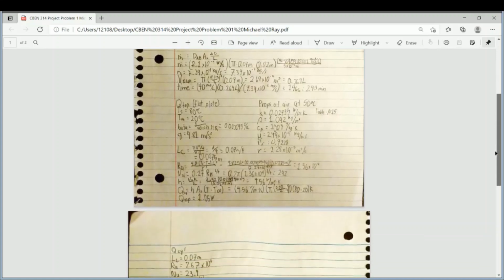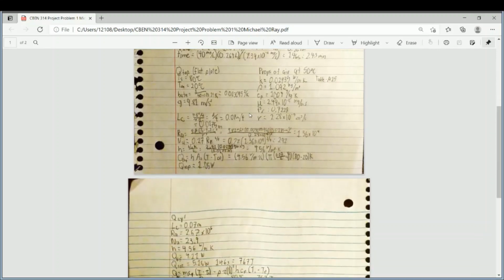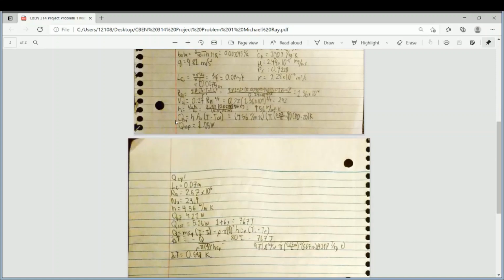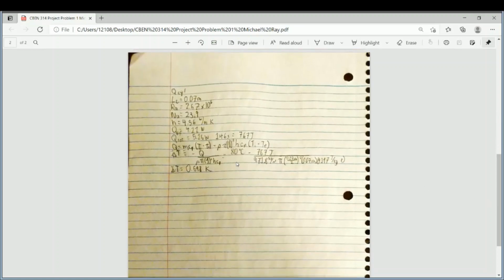Now for the heat, we're going to have two aspects. One, we're going to treat as a flat plate with natural convection. So we go through, we calculate the Rayleigh number, we calculate the Nusselt number, and then we calculate the H and the Q.